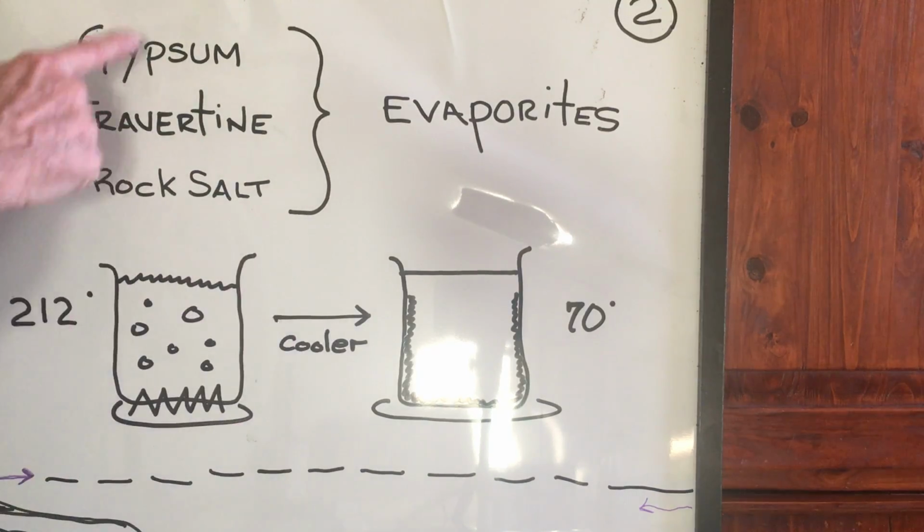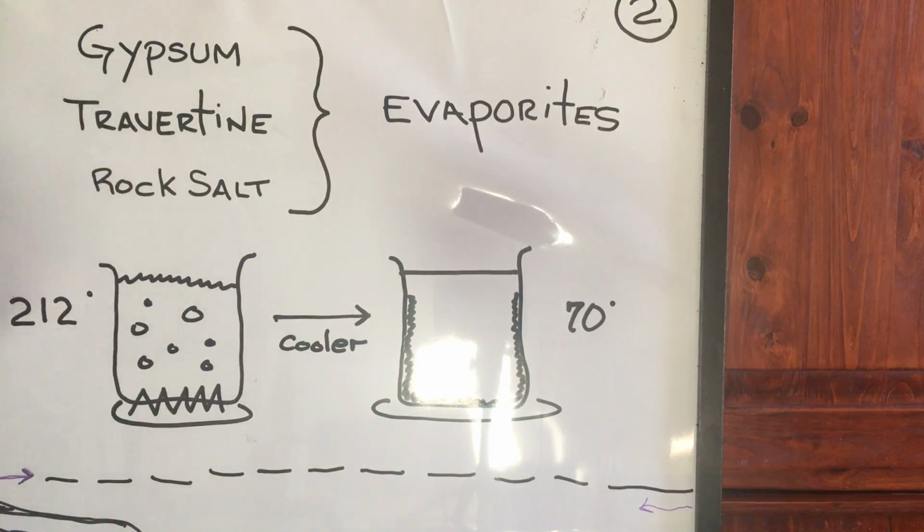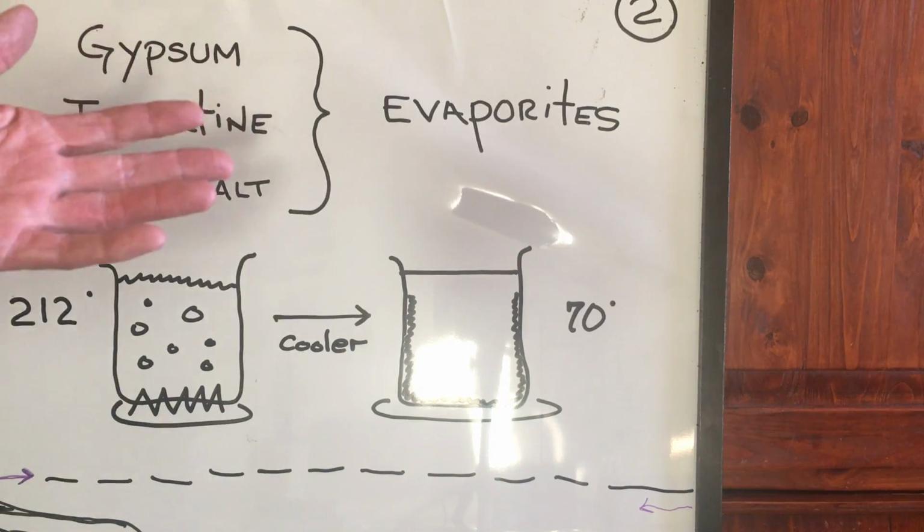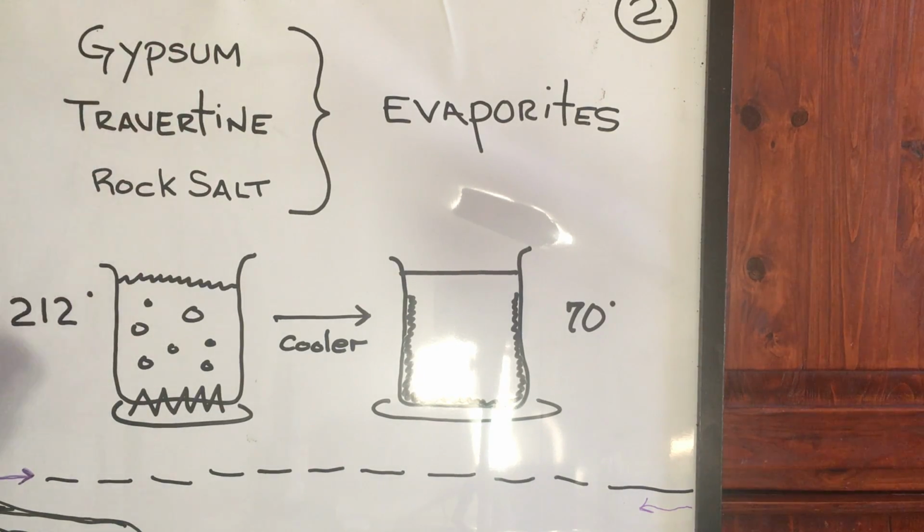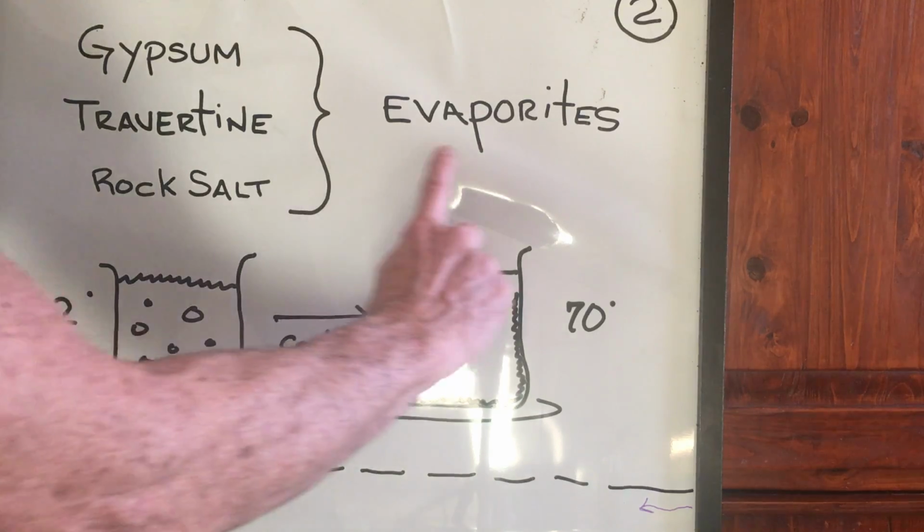So these three are different from the other five that we just talked about in that they come out of the water as the water evaporates. And what makes them different is that different minerals come out. For example, travertine is a limestone. Rock salt, obviously, is sodium chloride, regular old table salt. And gypsum is a sulfur kind of mineral. So different minerals, but they're all evaporites.